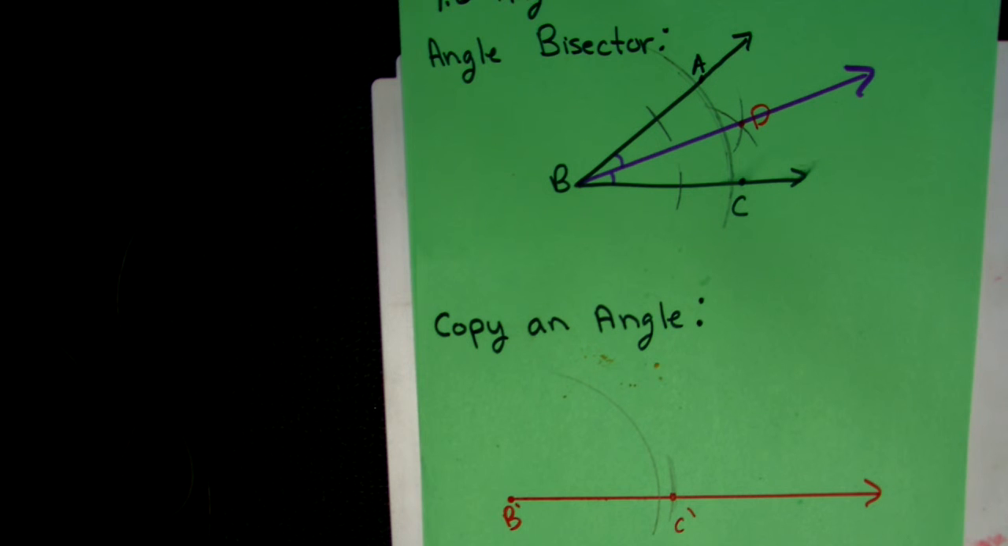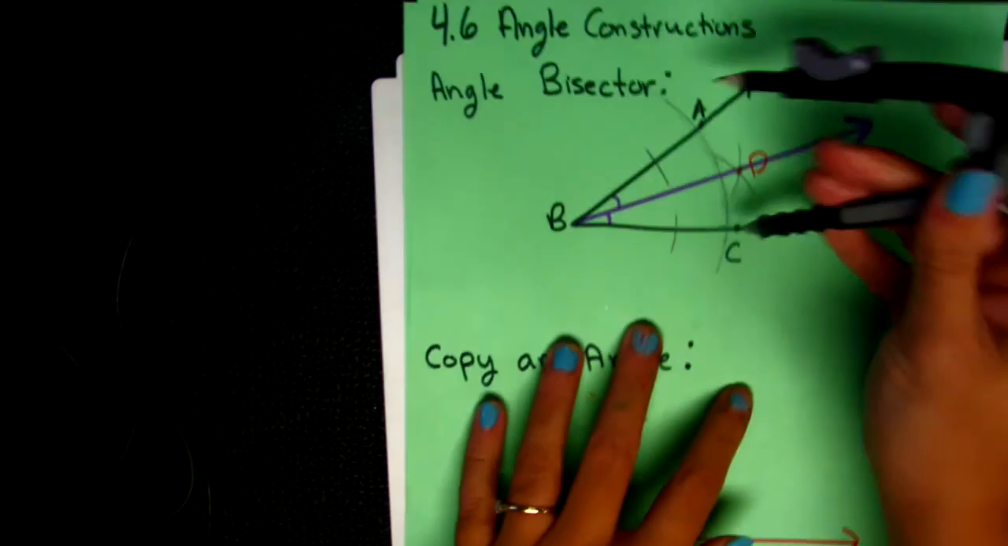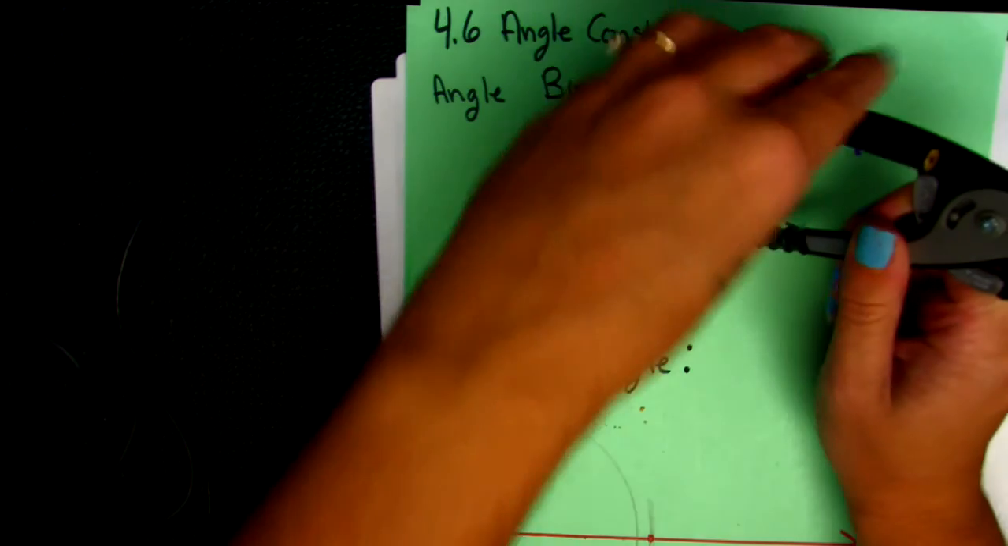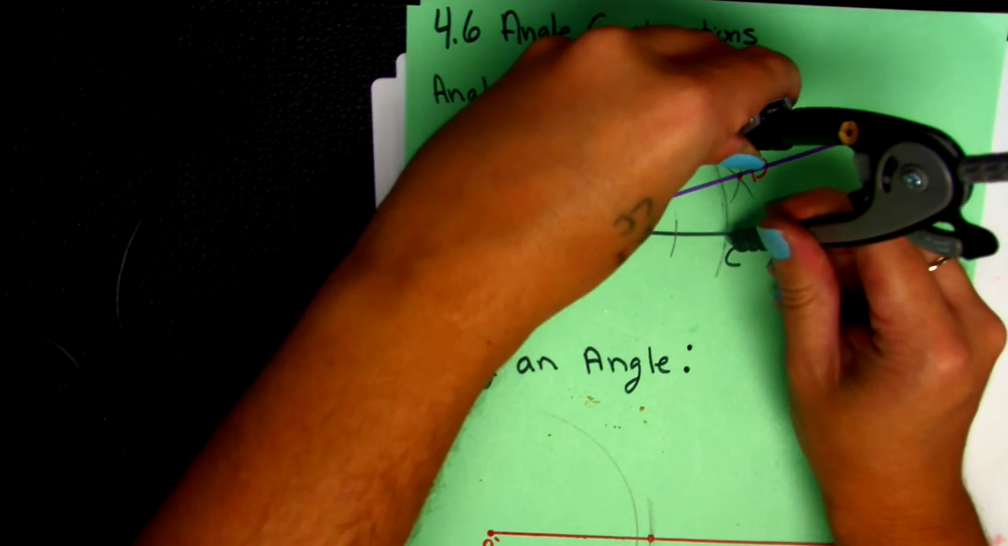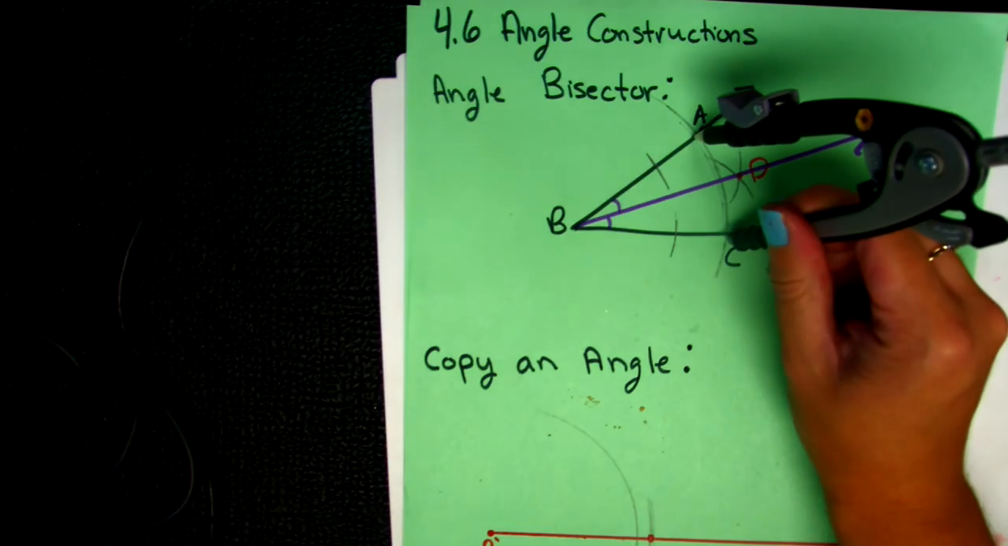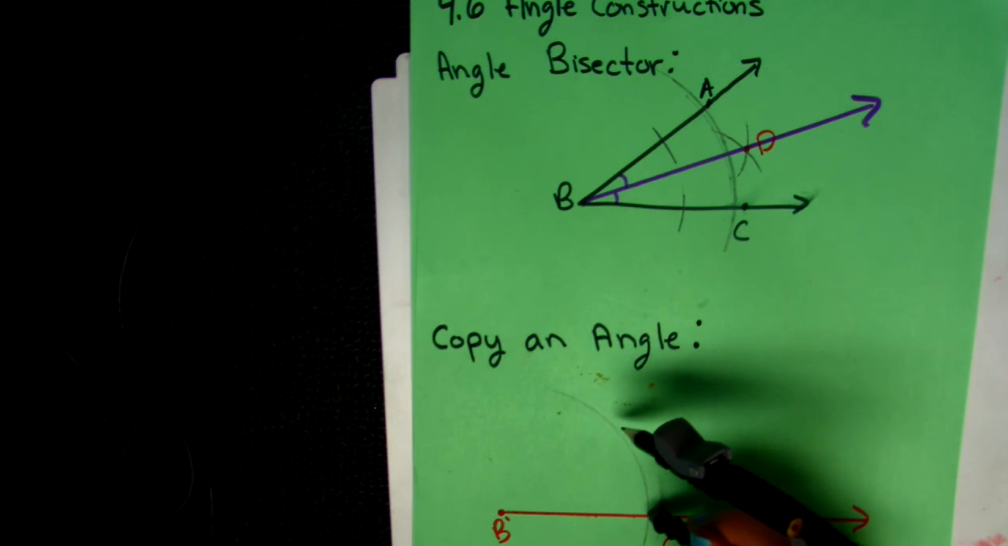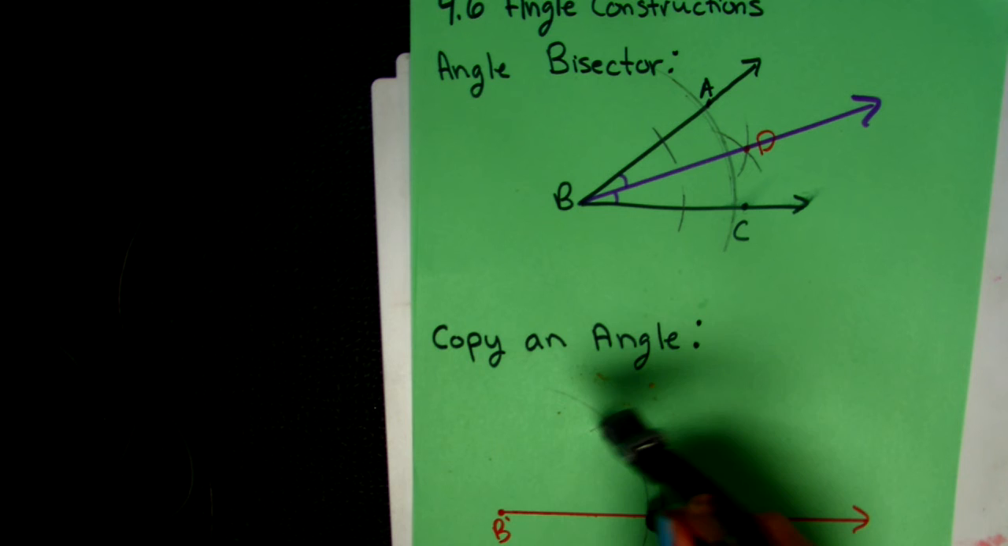That's the third step. Now, fourth step, I'm going to adjust the compass to measure the length between the two intersection points of the arc and the sides of the given angle. So what that means is I want the length between here, where that is, and where this is. I want to get that length. Then my next step is to move that over to here and make that mark.